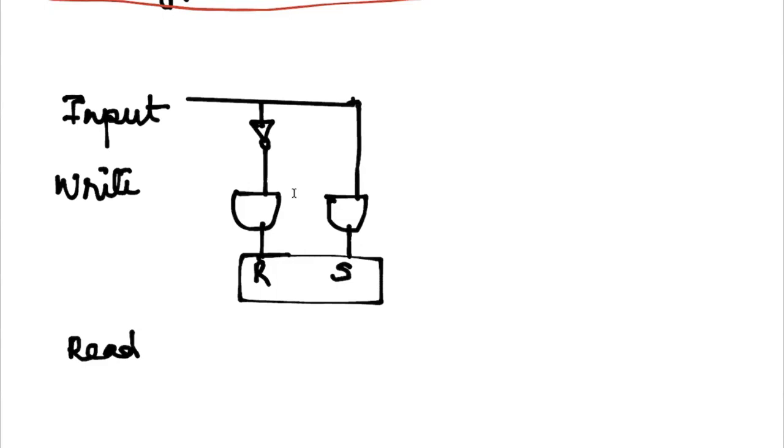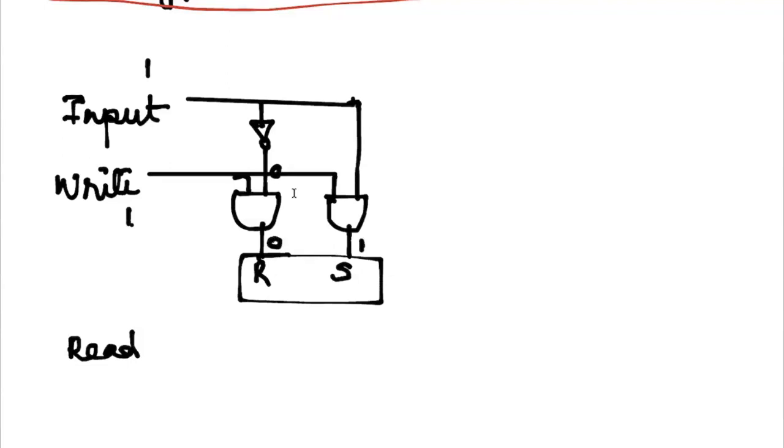So if the input is 1, then it goes like this via the inverter, so this becomes 0. And this is the write signal. The write signal goes to both the gates. As you can see, if the input is 1 and the write is 1, then that means value 1 will be written to the flip-flop. To write 1 to the flip-flop, we will have to make the input here equal to 1 and the input here equal to 0. That's how the RS flip-flop works. So we have to do that.